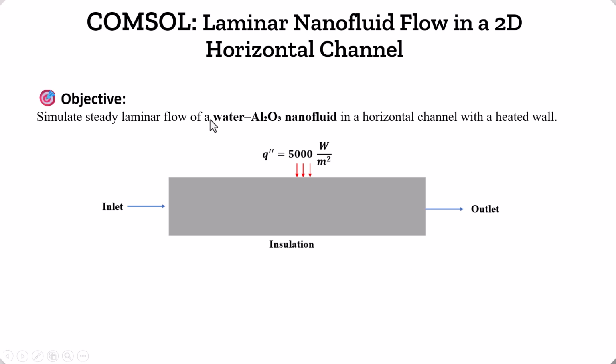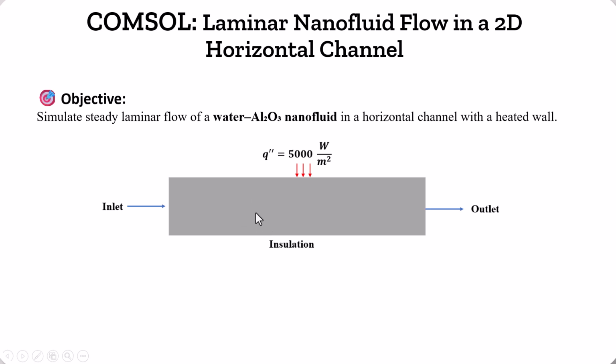In this video, I show you how to find the temperature and velocity distribution of laminar nanofluid flow in a 2D horizontal channel. Our objective is to simulate a steady laminar flow of water Al2O3, or aluminum oxide, nanofluid in a horizontal channel with a heated wall. This is our inlet boundary condition, outlet boundary condition, insulation boundary condition, and here we have the heat flux boundary condition. The objective is to find the outlet temperature, and also the velocity and temperature distribution inside the channel.